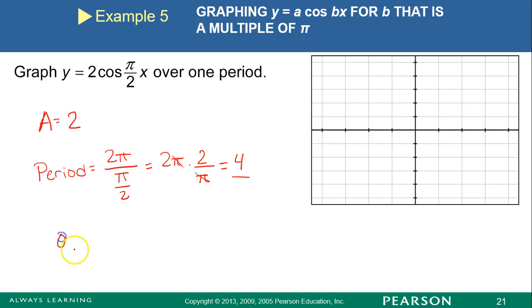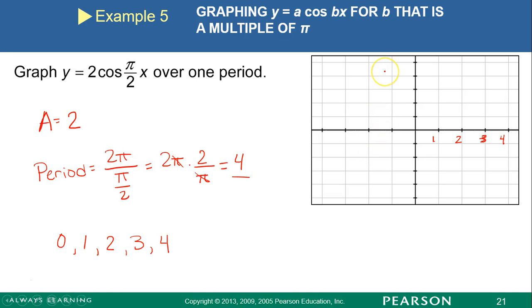I'm going to start at 0. 1/4 of 4 is 1, 1/2 of 4 is 2, and then 3, 4. And that's what we're going to be numbering our x-axis with: 1, 2, 3, 4.